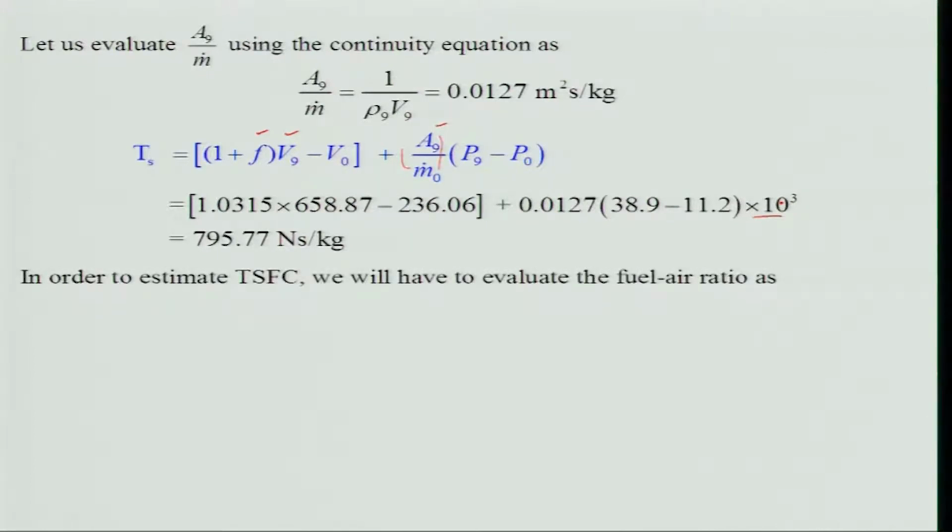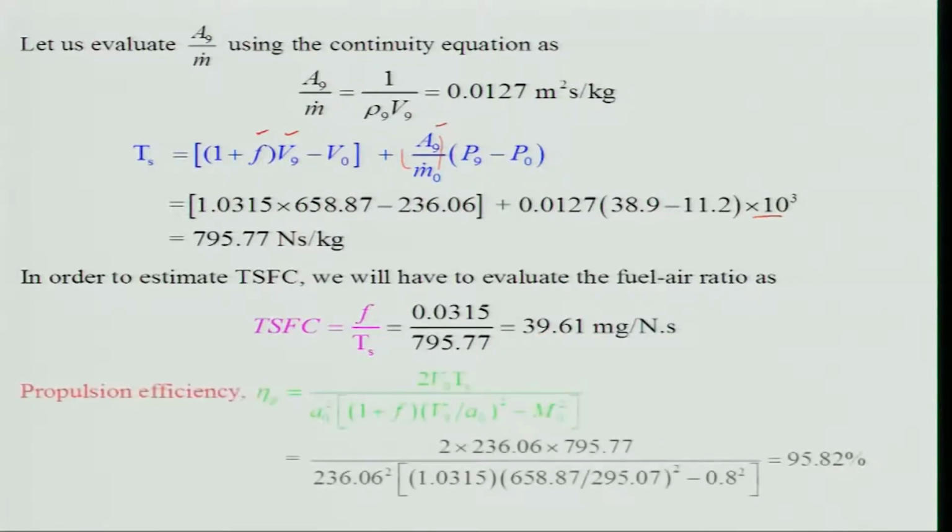In order to estimate TSFC, we can evaluate the fuel air ratio, which we have already done. TSFC is equal to f divided by specific thrust. It happens to be 39.61 milligram per Newton second. This is in SI unit, so for milligram you will have to convert; it will be very small, so you will have to multiply it by 1000. The propulsive efficiency is in terms of specific thrust times the flight velocity divided by this portion in the denominator, and when you substitute these values you will get 95.82%.